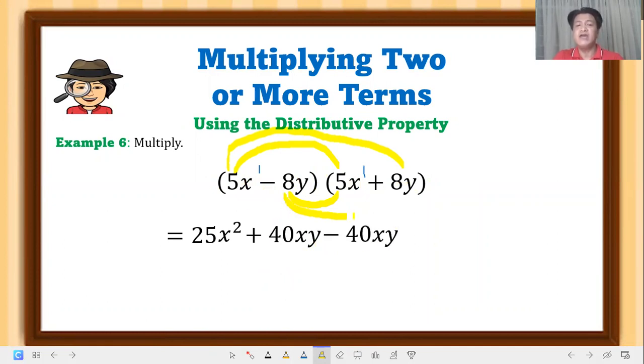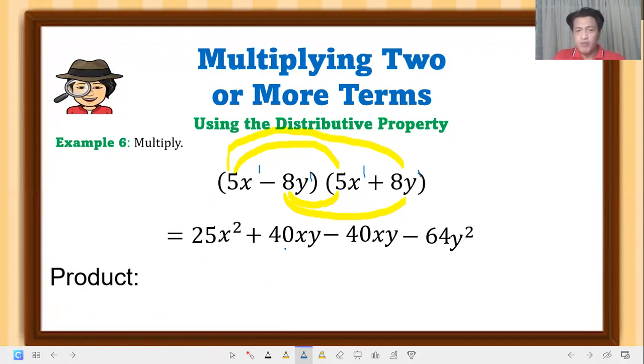And what is negative 8y times 8y? That will become minus or negative 64. Since meron po silang same base na y, di ba meron silang exponent ng 1. Kaya nga, y raised to 2. Okay, saan nanggaling yung 2? Inadd po yung 1 plus 1. So take note, titignan natin, no, ano yung magiging product natin.